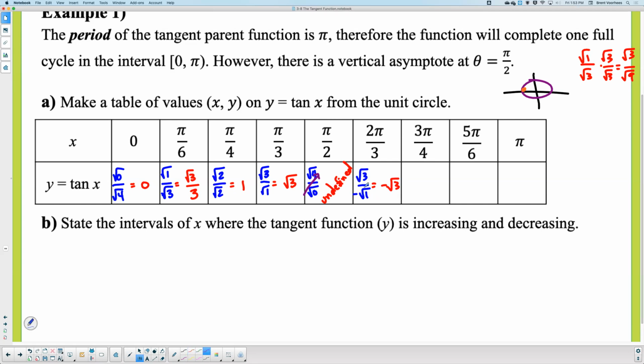3 pi over 4. Which finger do we bend? Middle, bend it, flip it. The y's are counting down now, so I get a square root of 2. X's are counting down. I get a negative square root 2. What's square root 2 divided by negative square root 2?